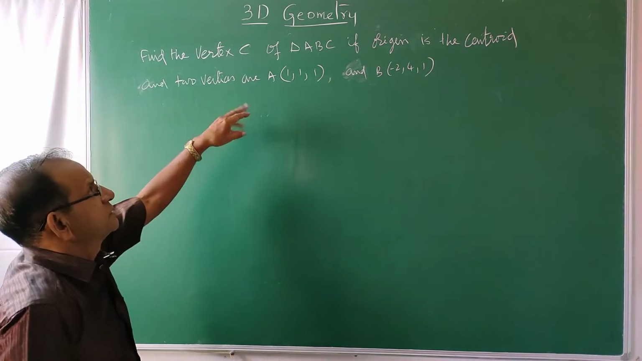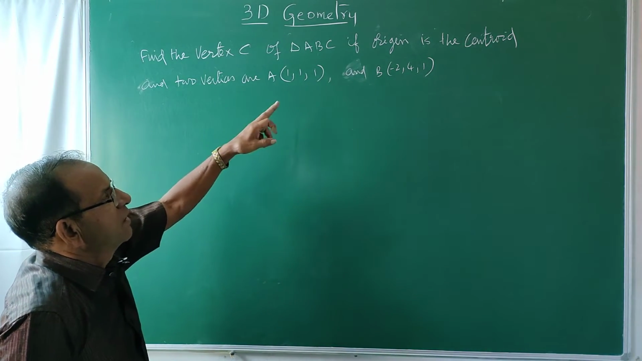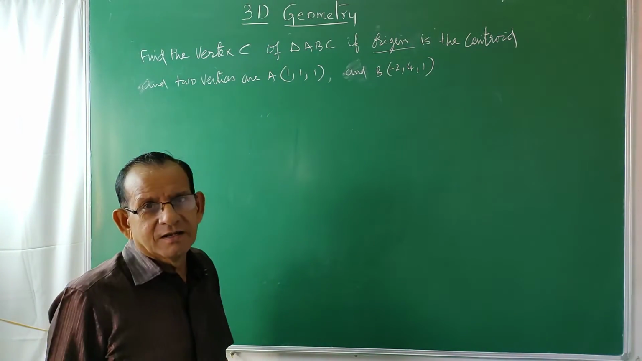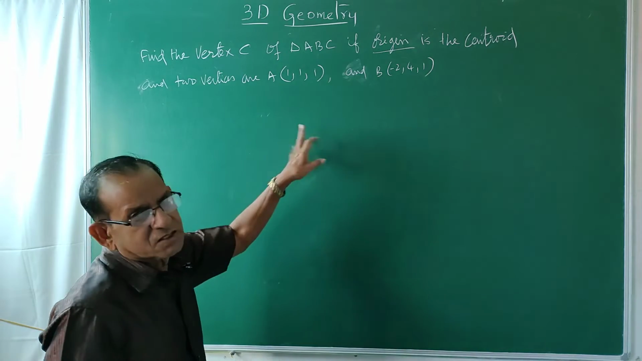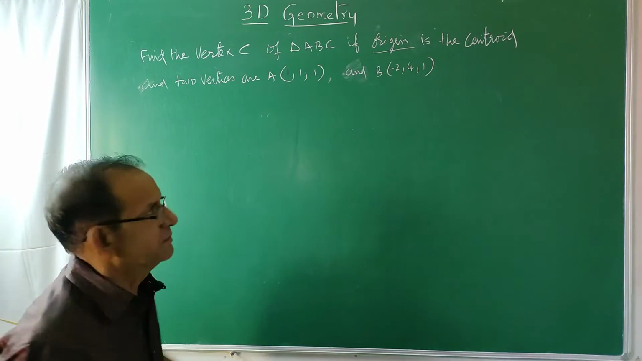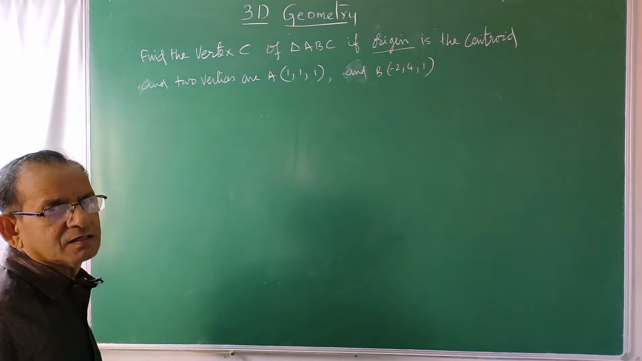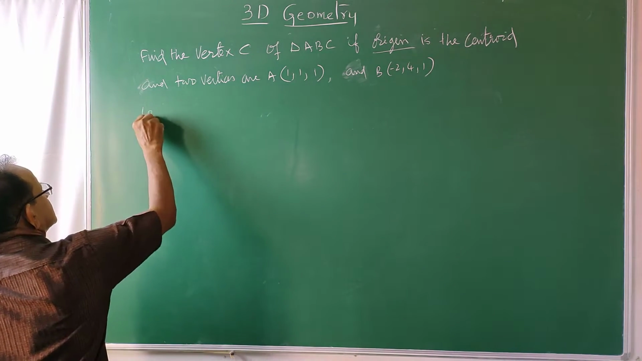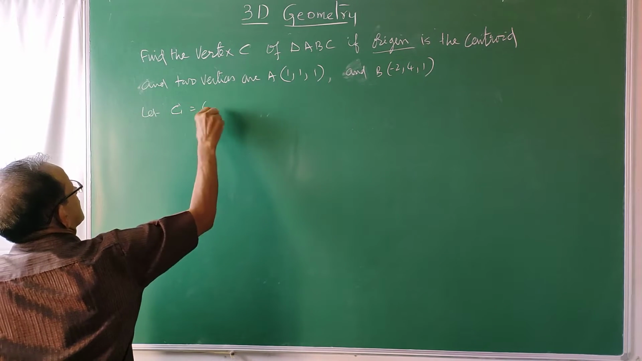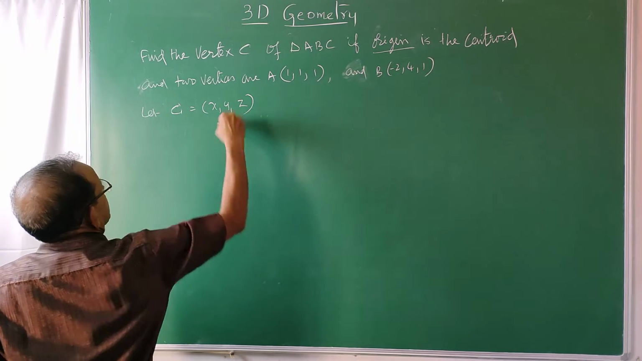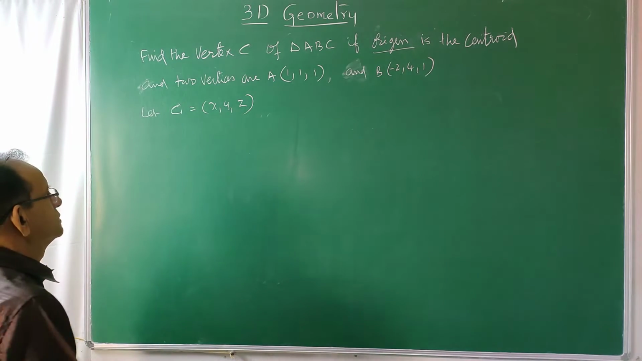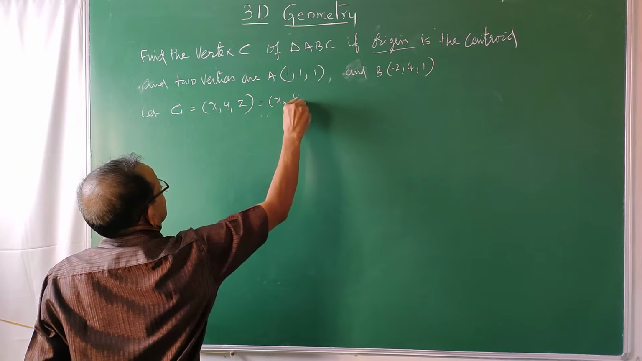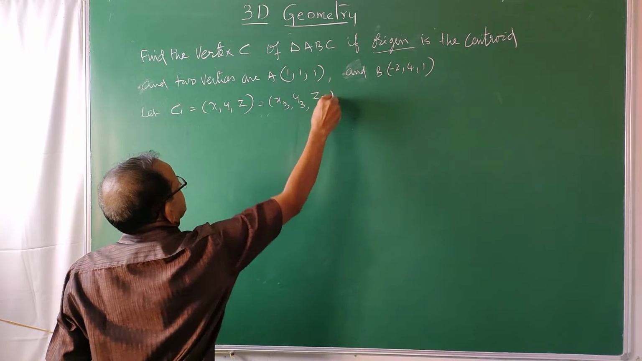Here in this question, in triangle ABC, origin is given as centroid, but one vertex is not given, C is not given for triangle ABC. Now I have to find out that point C. Now let us take C as x, y, z. In general we will consider this as x3, y3, z3.